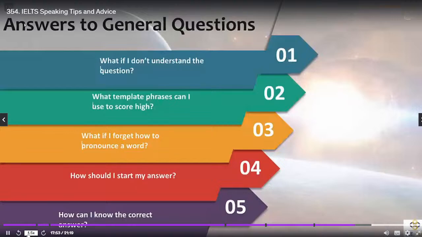What if I forget how to pronounce a word? Well, if you don't know how to pronounce a word properly, don't use it. Don't say it, okay? You can always just describe the word or use a simpler word or use a synonym of the word.